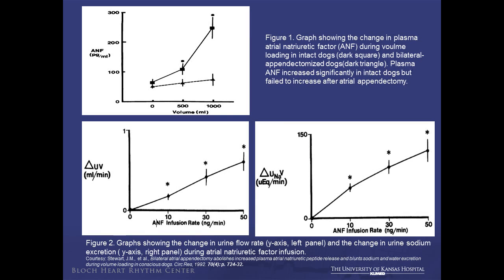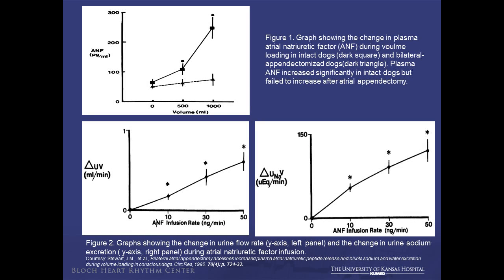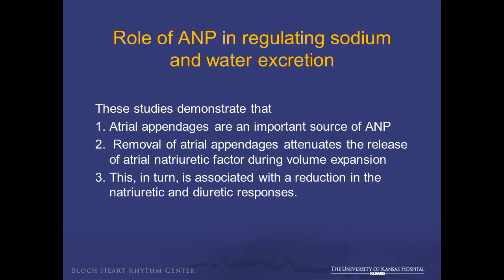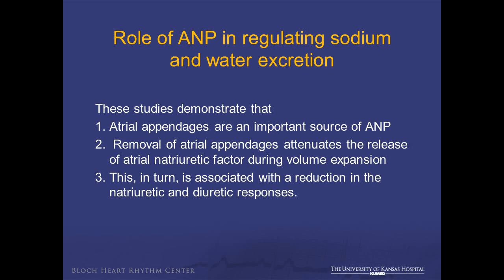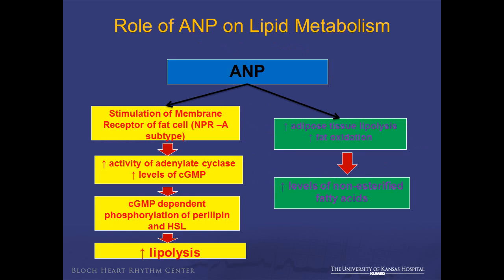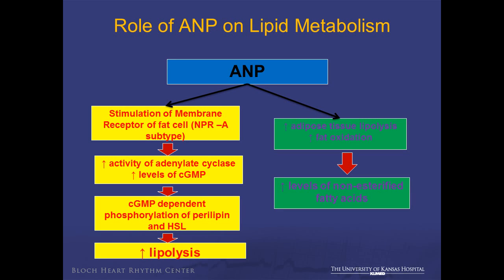And with increased ANF infusions in people where the appendage has been ligated, you find a beautiful response of increased urine output and increased sodium excretion and so forth. So this goes to tell us that the appendages are an important source of ANP, and removing these structures can decrease the response of ANP to all the stress factors, which in turn can impact the natriuretic and diuretic function. Its role on the lipids.